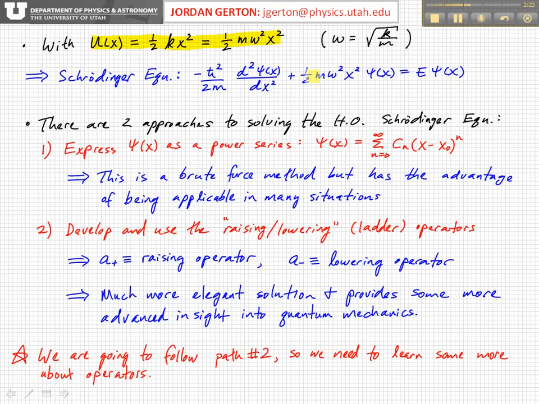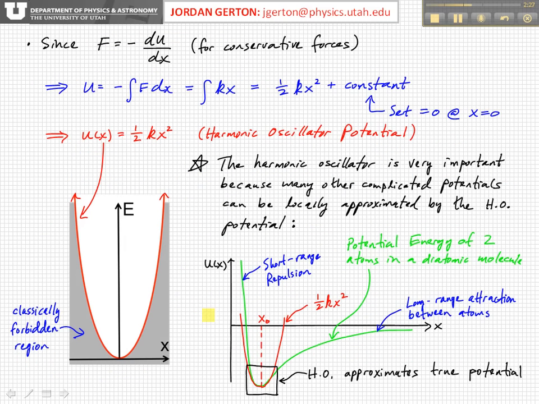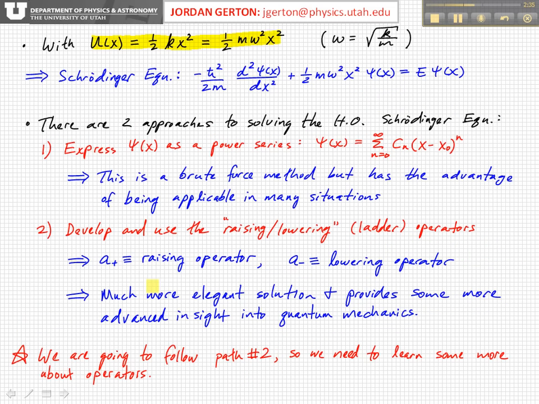now a nice smooth continuous potential energy function, which is different than the ones that we've been discussing so far. In the potential wells, these were always discontinuous, but now we have a nice continuous one, but it also is a little bit more complicated to solve. Okay, and there are two approaches to solving the Schrodinger equation for the harmonic oscillator.